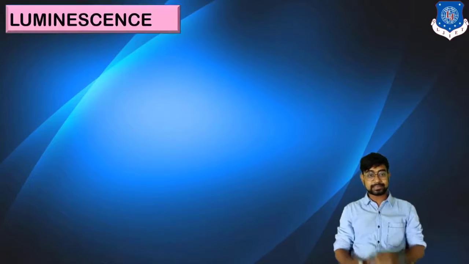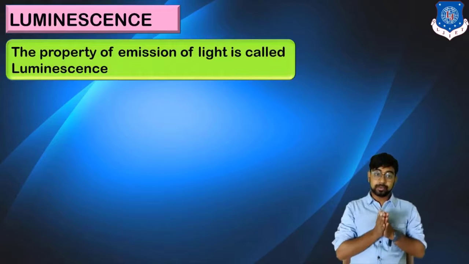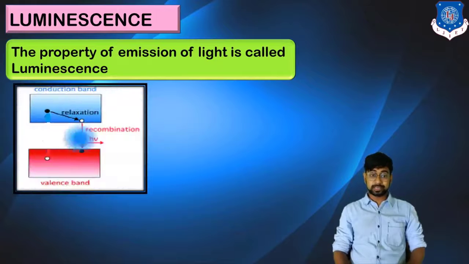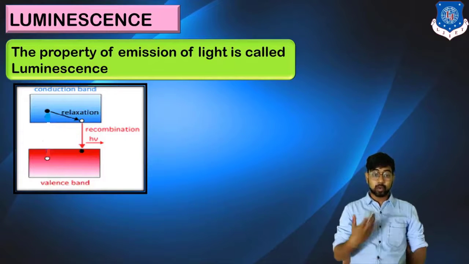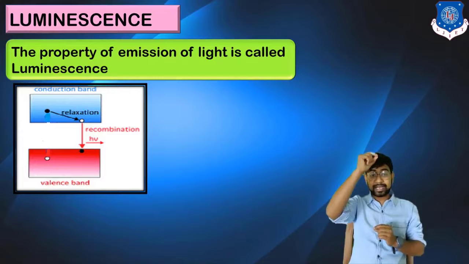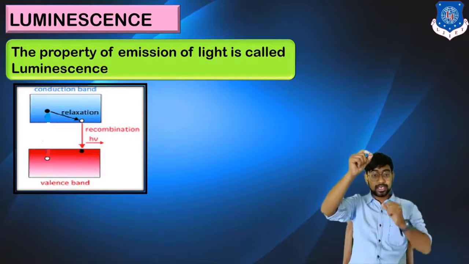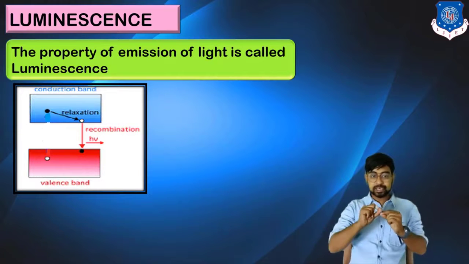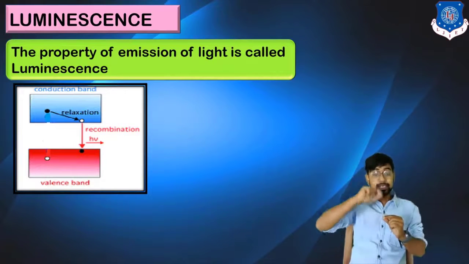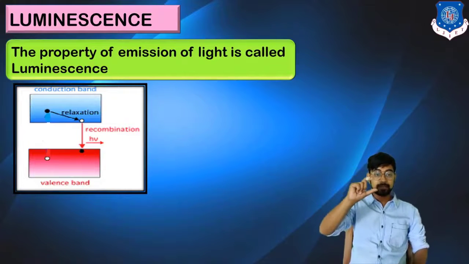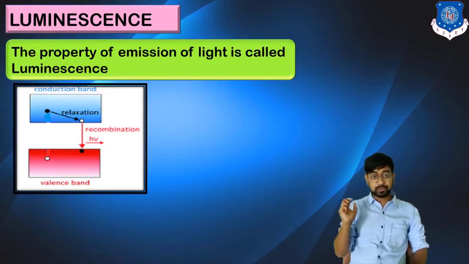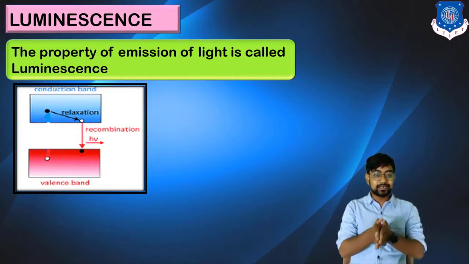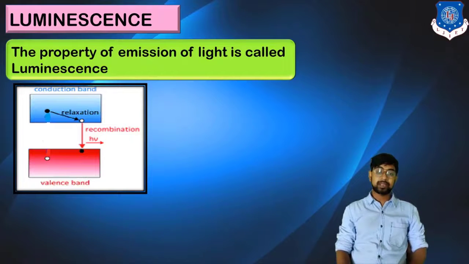Now the next concept is luminescence. The property of emission of light is called luminescence. This is nothing but the concept of the LED. When an electron is at the higher energy level, in the conduction band, and in the valence band we have a hole, this electron loses energy and comes down to the valence band, and this energy loss is equivalent to the energy gap. Here absorption of energy is not there, but release of energy is there. This is radiative in nature, hence it will generate light.